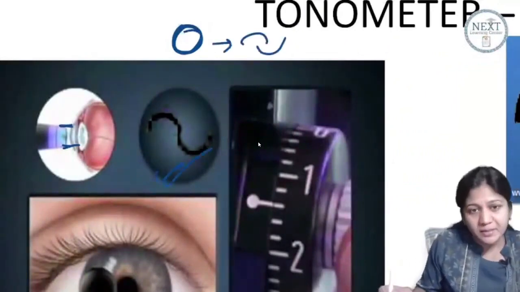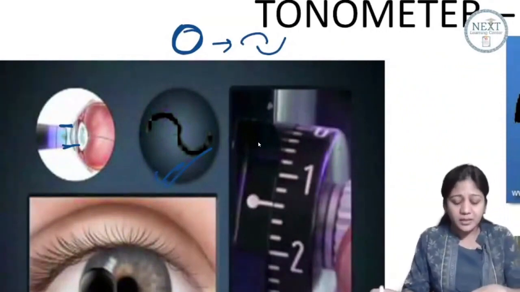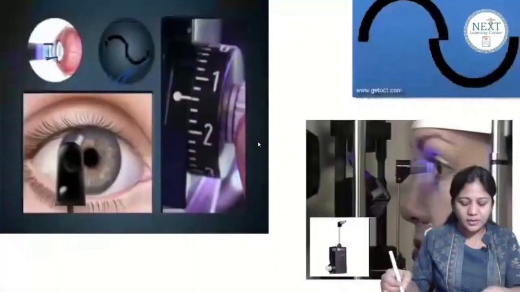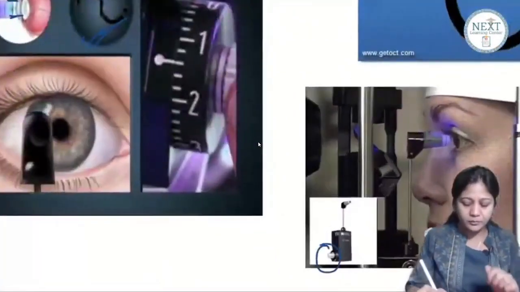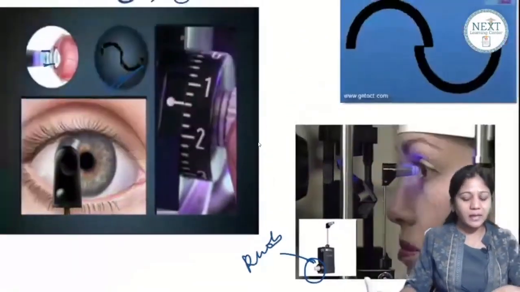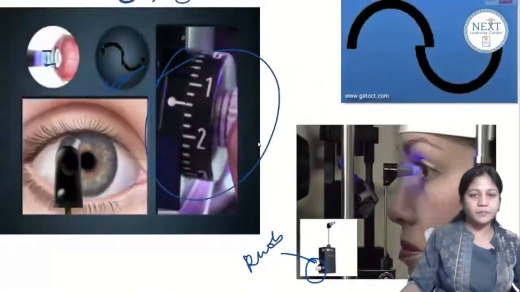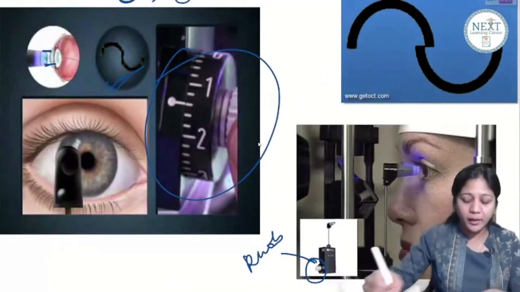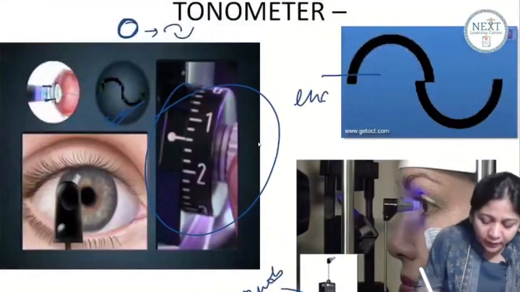Two semicircles. Now, there is a knob which is present on the tonometer. Inside the tonometer there is a small knob, can you see this? This is the knob, and this knob has markings like that. So you keep on rotating the knob slowly till the point you see the end point.